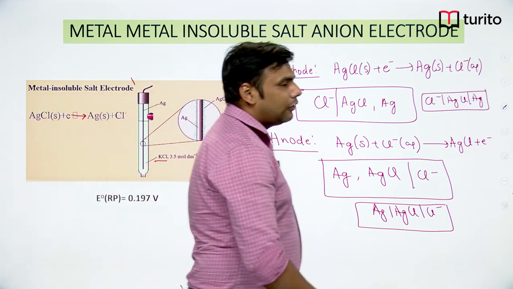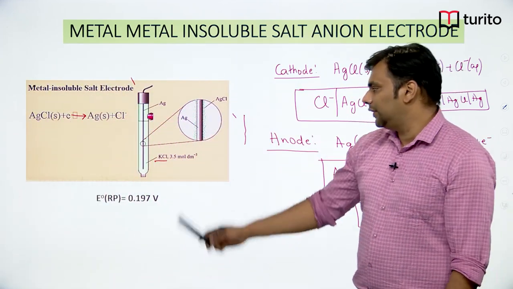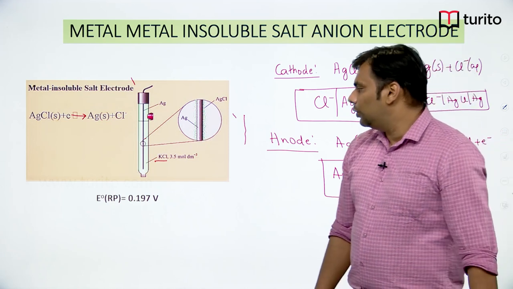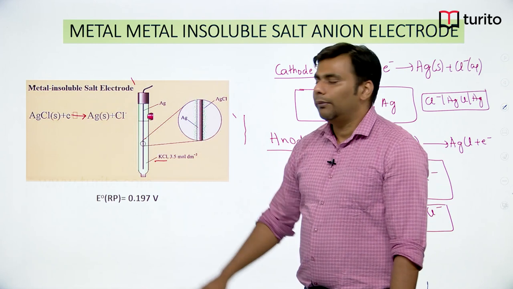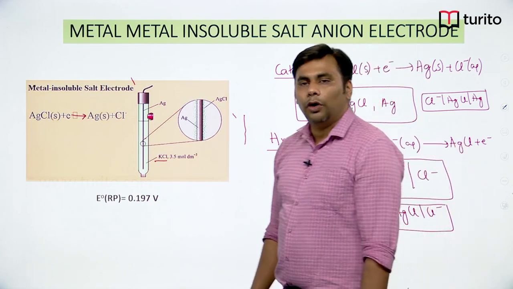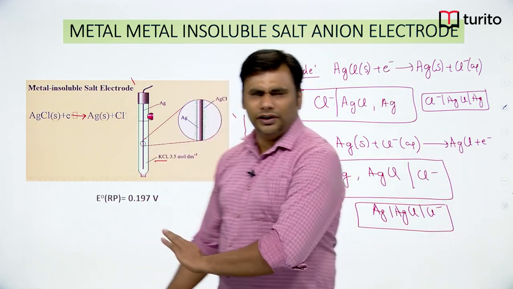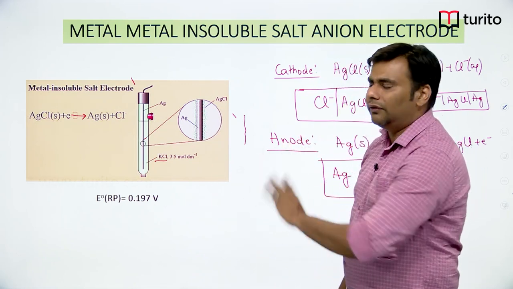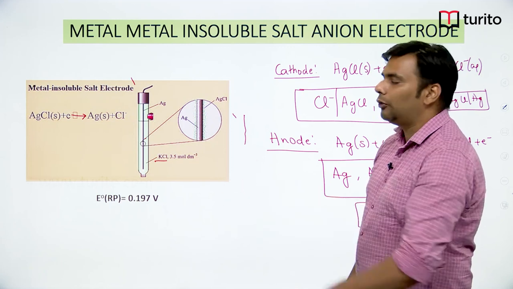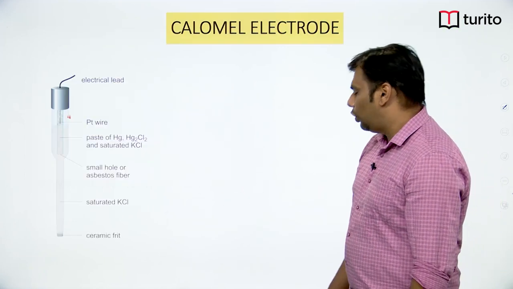So the EMF of this under standard condition, when the concentration is 3.5 mole per decimeter cube, the standard reduction potential of this metal insoluble salt electrode is 1.197 volt. This is not important. This is just data that I wanted to show you, but this is not important in questions that will be given to you. Okay, so this is the example of a metal insoluble salt, common anion electrode.